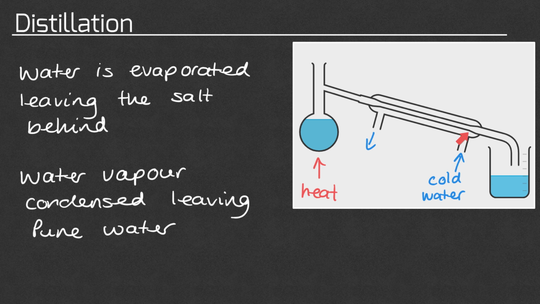And that's because around this distillation apparatus there is some cold water, which lowers the temperature of the vapour, condensing it back into a liquid. Now again, this will be done slightly differently on an industrial scale, but the process is the same. The water is heated up till it evaporates, leaving the salt behind. The water vapour is then cooled so it condenses from a gas into a liquid, and it can then be collected.